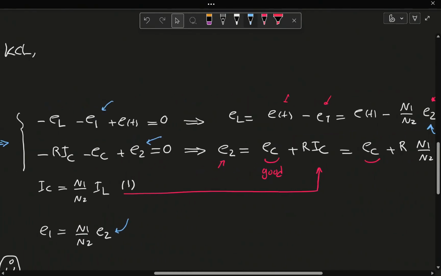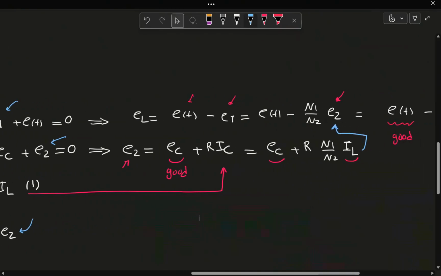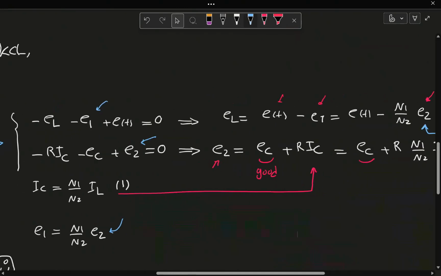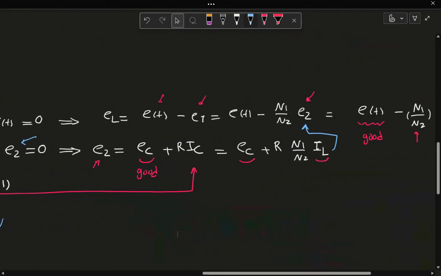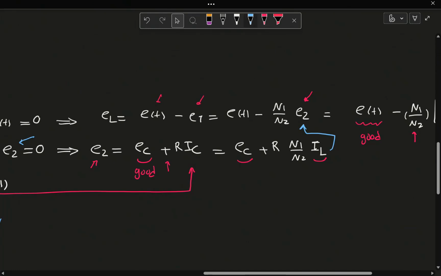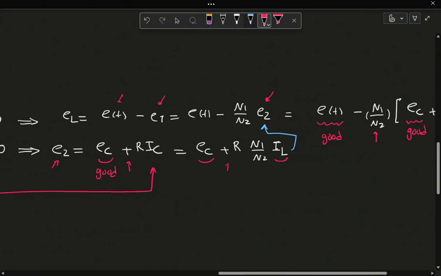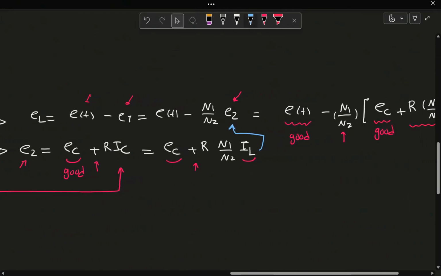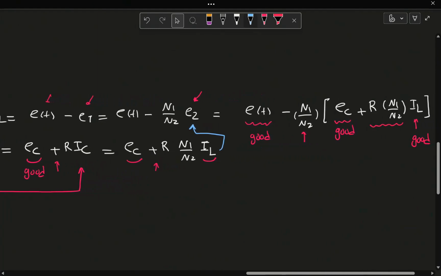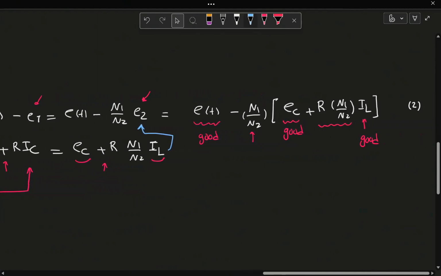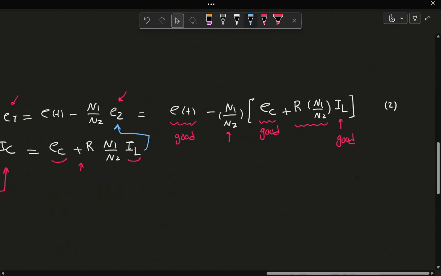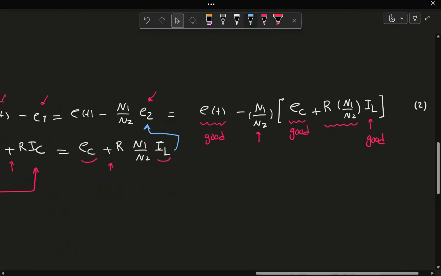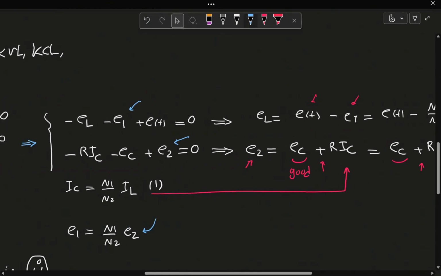For E2, I have negative R_C I_C, negative E_C plus E2, which seems to be okay. Here, when I bring E_C and R_C to the other side, that seems to be okay. They are positive, yes. So here is positive also as well. And all of these seem to be okay. Equation 2 seems to be okay.